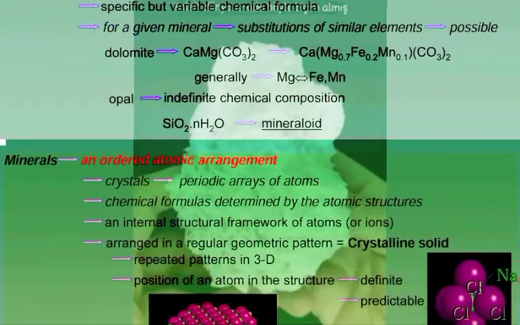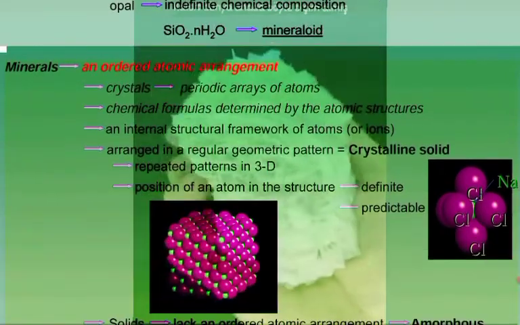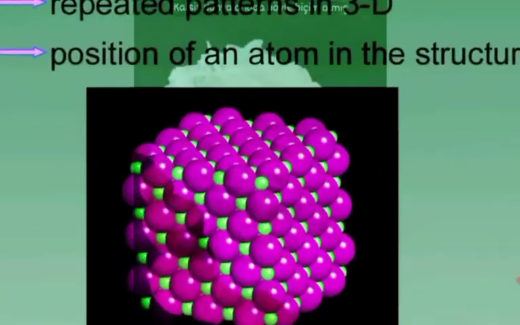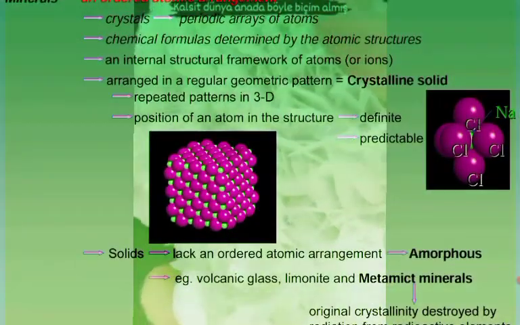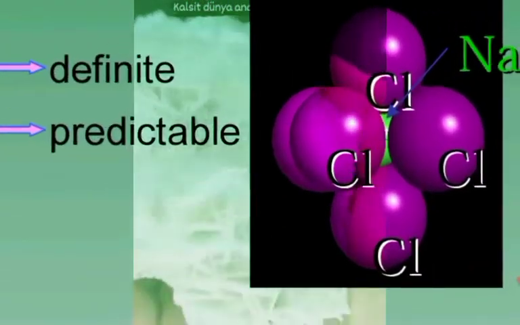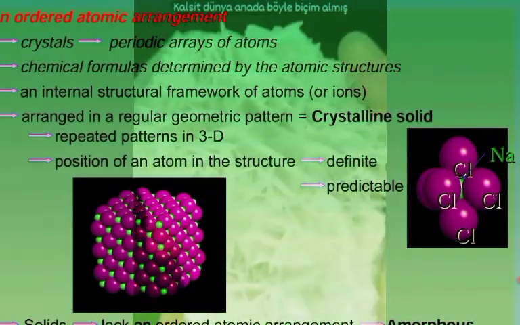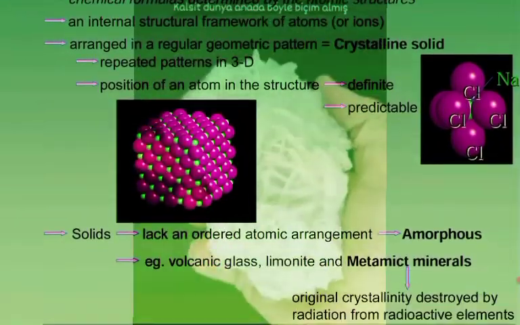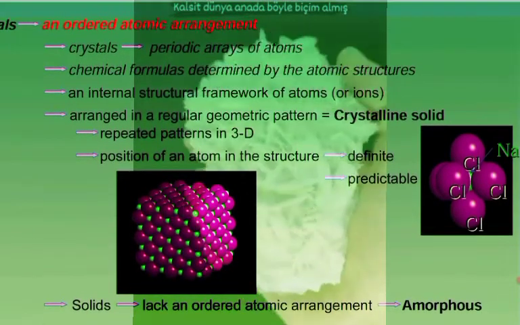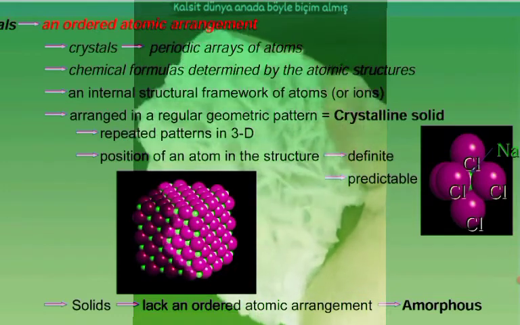Original crystallinity destroyed by radiation from radioactive elements present in the original structure. Mineral: atomic arrangement, chemical formula determined by the atomic structure, an internal structural framework of atoms or ions arranged in a regular geometric pattern equals a crystalline solid. Repeated patterns in 3D position of an atom in the structure. Definite predictable crystals, periodic arrays of atoms, solid state, ordered atomic arrangement.